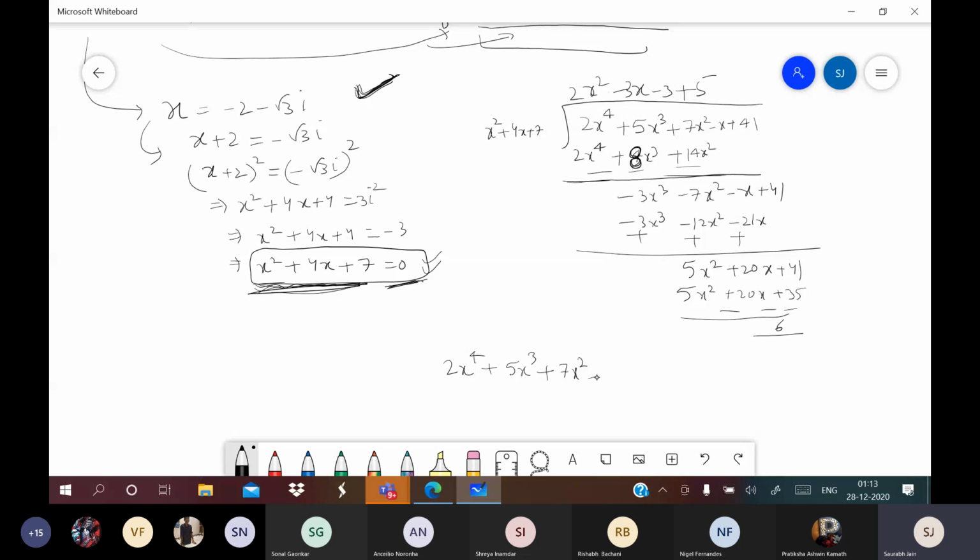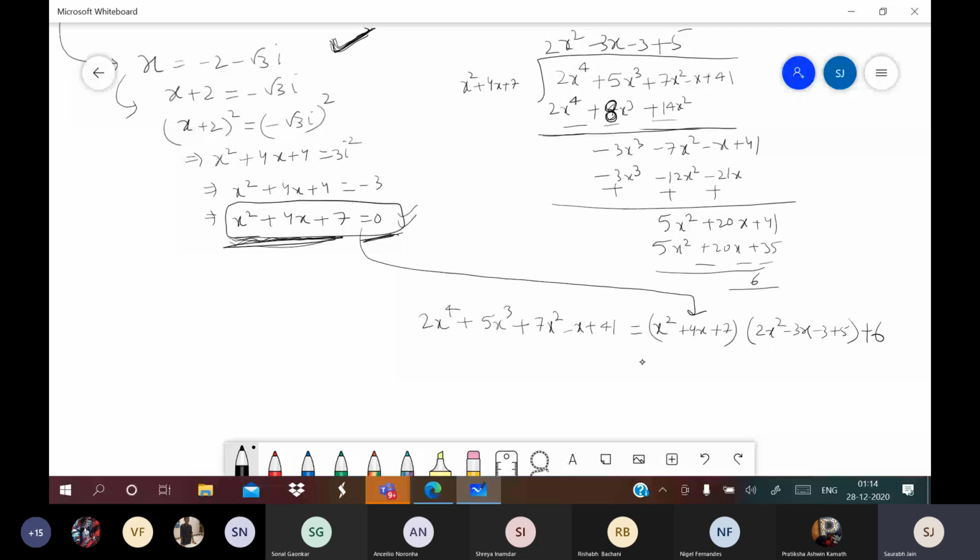So dividend is divisor into quotient plus remainder, right? Plus remainder. We write it like this only. Okay. Now how you are going to get the value of the expression? It is going to be 6. Why? Now use this. What is the value of this expression? X square plus 4x plus 7, it is actually 0.